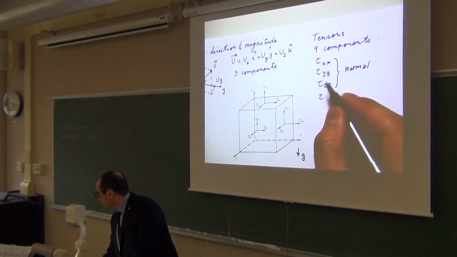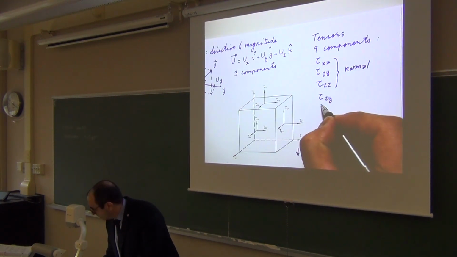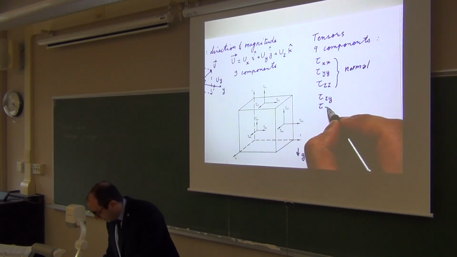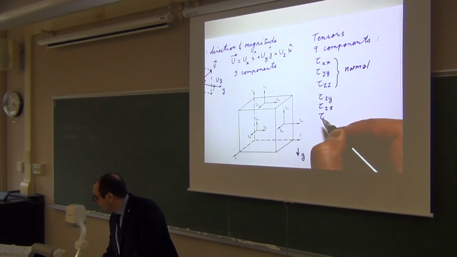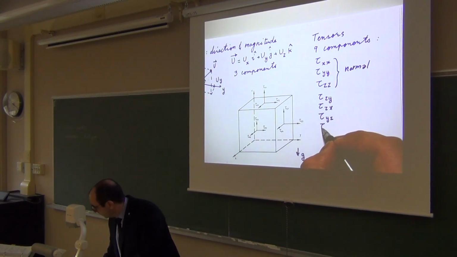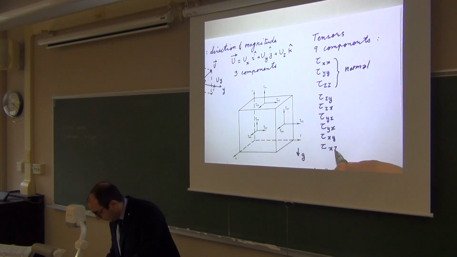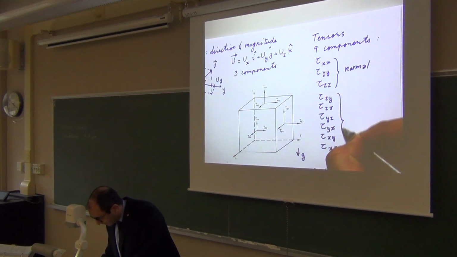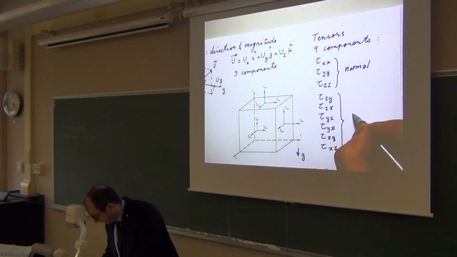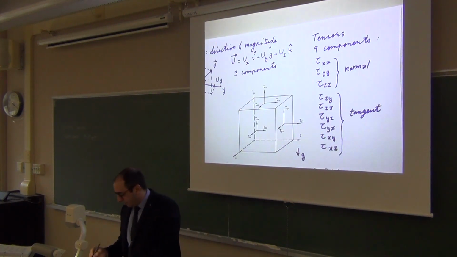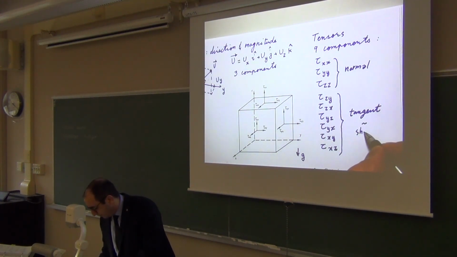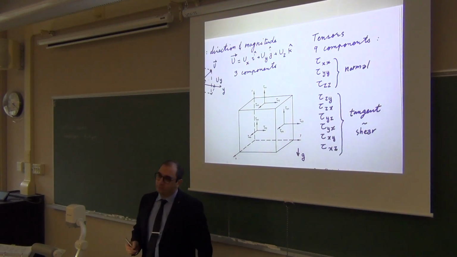Tau zy, tau zx, tau yz, tau yx, tau xy, and then tau xz. So the other 6 components are tangent. And they actually specify the shear forces on this control volume. They want to slide the control volume sideways.